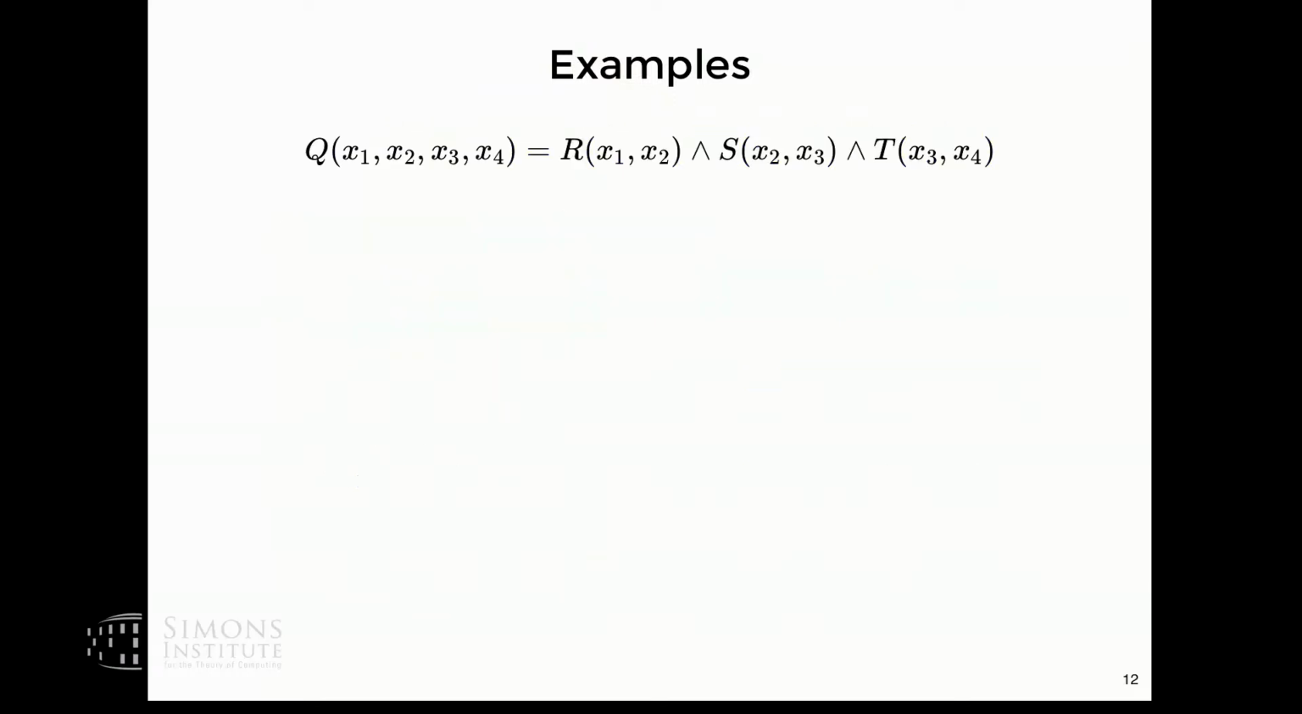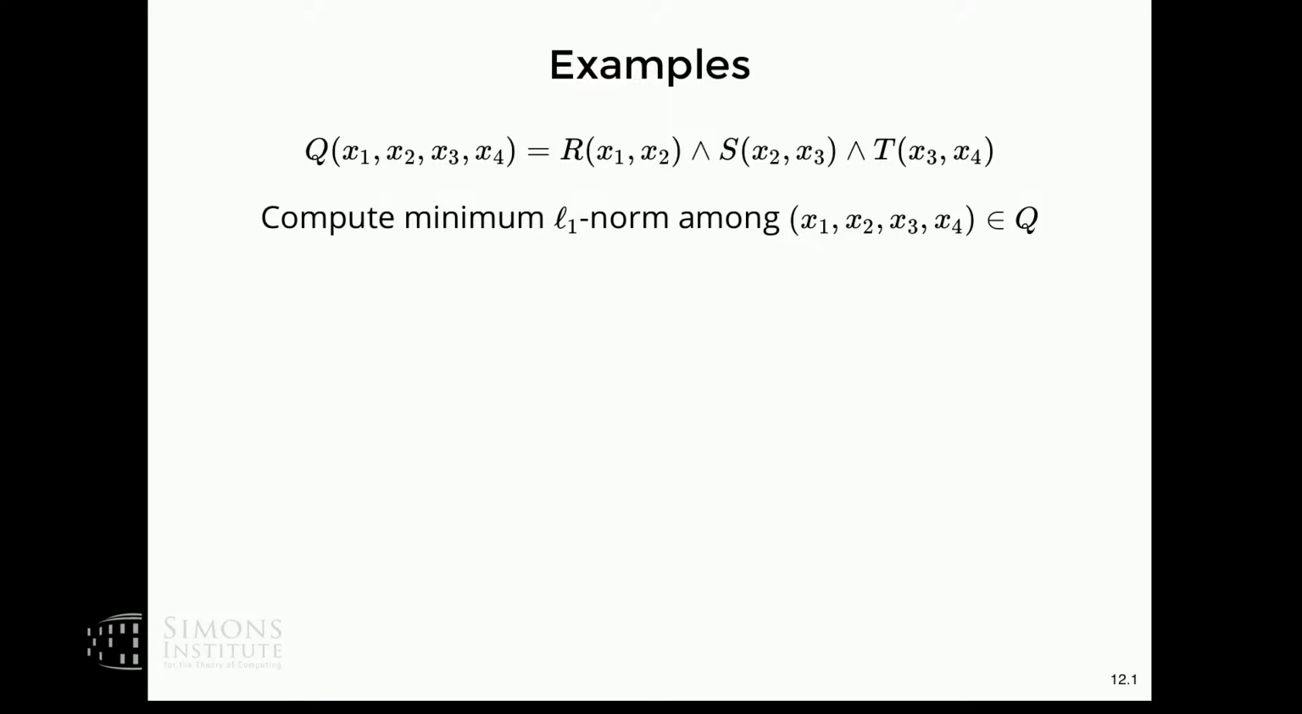So let's take a look at a slightly more interesting example. Suppose that we are given now this join query where R, S, and T are relations. It's basically a three-path query. And let's say our target is to compute the minimum L1 norm among all tuples x1, x2, x3, x4. And when I say L1 norm, we're basically talking about the summation of the absolute values of x1, x2, x3, x4. So we want to go through all these tuples, sum their absolute values, and then pick the minimum value among all tuples in the query.